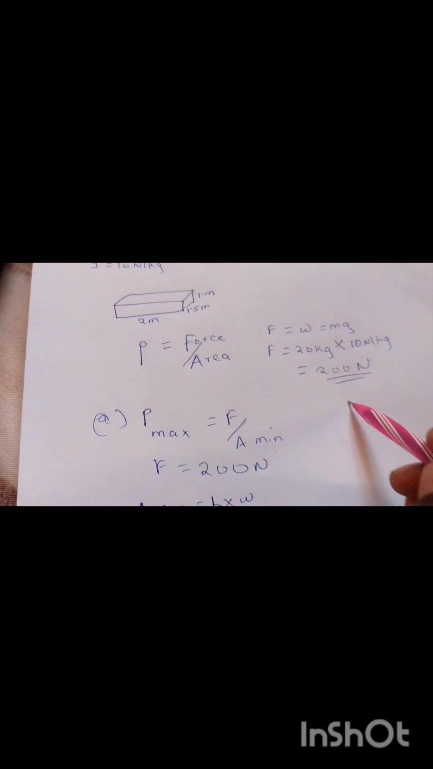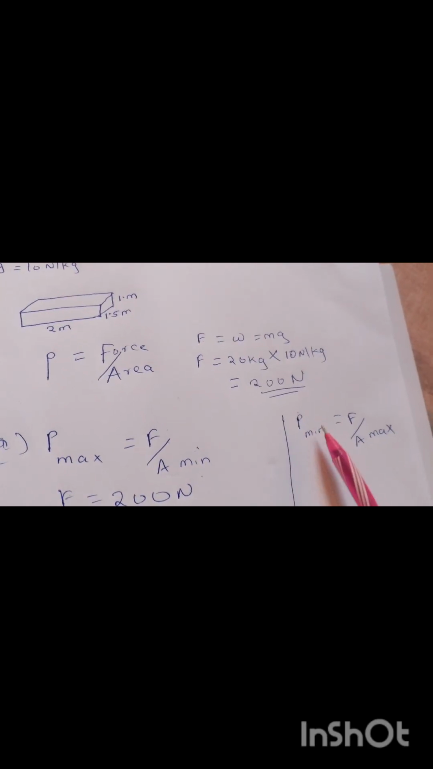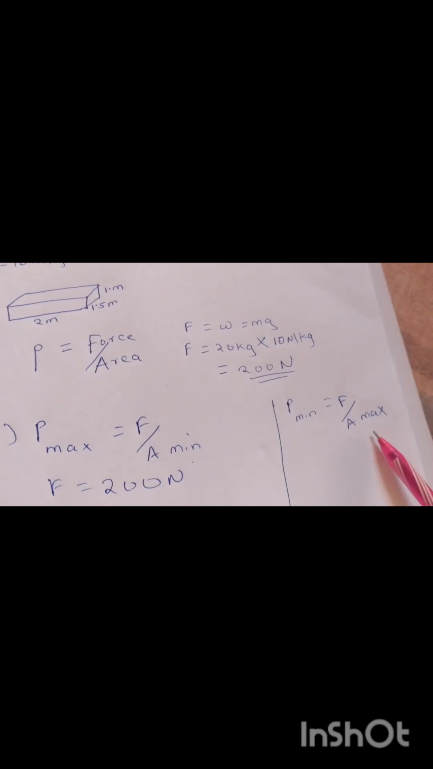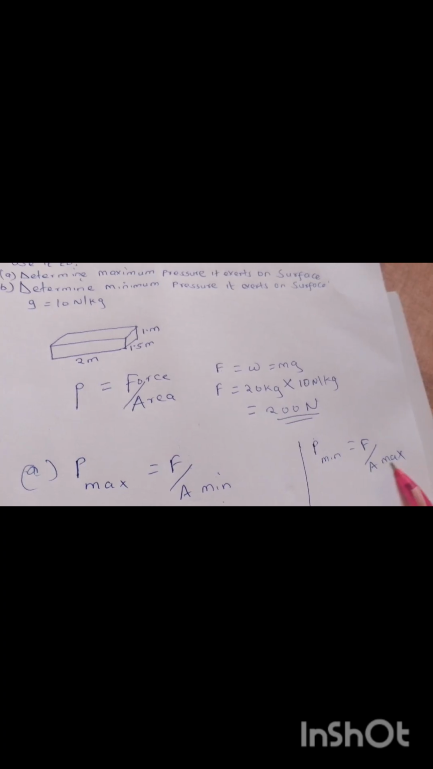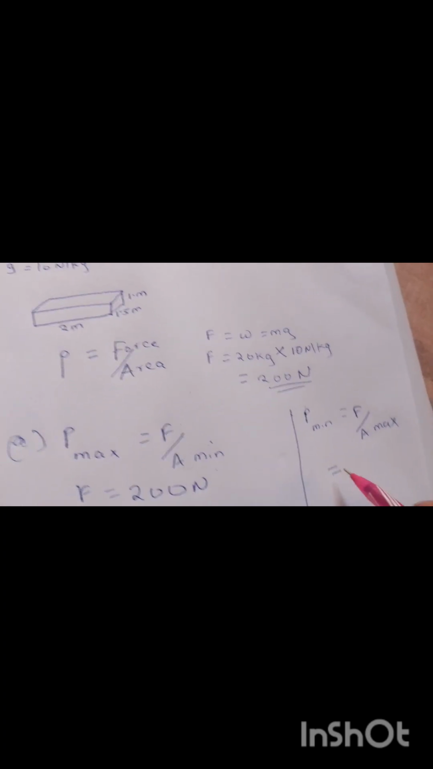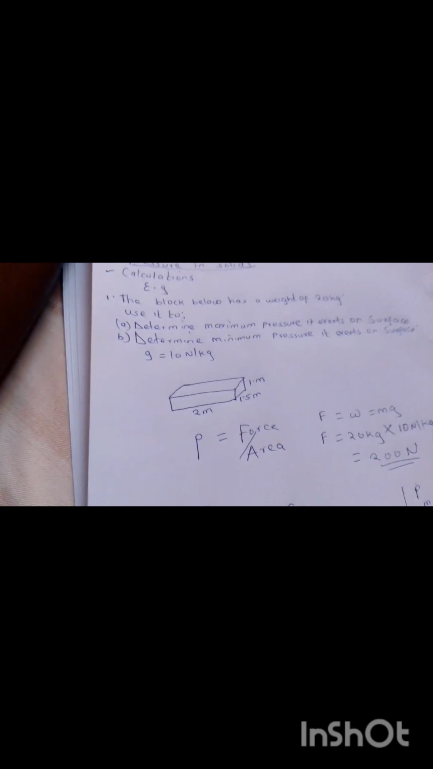And then let's come to pressure minimum. So pressure minimum is given as force over area maximum. Pressure minimum means the smallest pressure. So the smallest pressure is given as force over area maximum. So the force remains the same, and then we are going to look at which sides can give us the largest area. So from our block here, we have 2 and 1.5, 1.5 and 1. So 2 and 1.5 meters will give us the largest area.